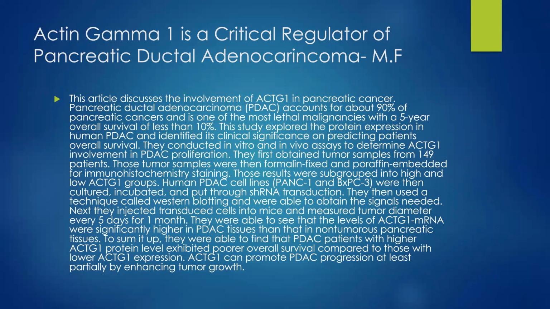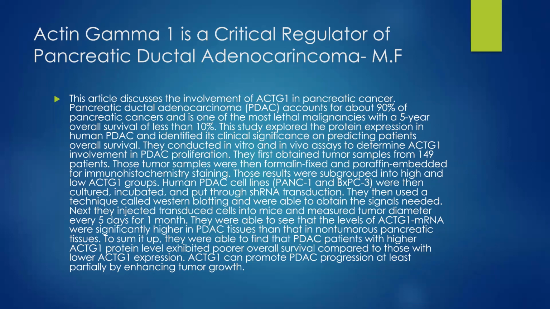From the data they gathered, they were able to determine the levels of actin gamma 1 mRNA were significantly higher in PDAC tissues than in non-tumorous pancreatic tissues. To sum that up, patients with higher actin gamma 1 mRNA levels exhibited poorer disease-free survival. These findings caused them to explore its protein expression patterns. The actin gamma 1 protein is widely expressed in the cytoplasm of both normal pancreatic tissues and PDAC tissues. These results are from the IHC staining, which was the immunohistochemistry staining. But the actin gamma 1 protein exhibited distinct expression levels in different PDAC tissues.